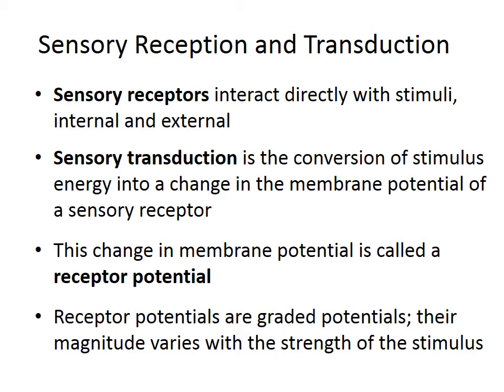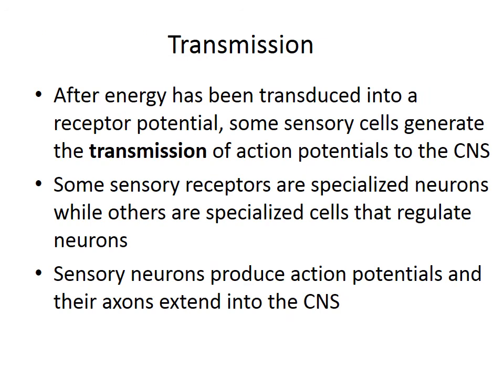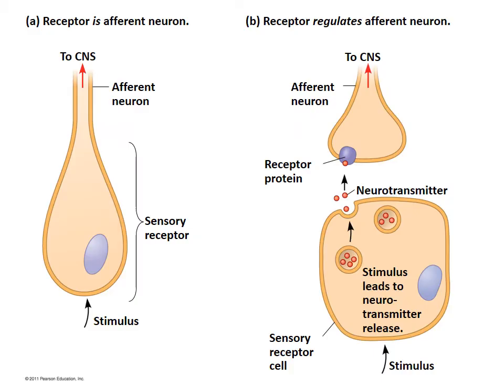This change in the membrane potential is called a receptor potential. Receptor potentials are graded potentials. So it won't necessarily result in an all or none response, but they're graded. So their magnitude varies with the strength of the stimulus. After the energy has been transduced into a receptor potential, some sensory cells generate the transmission of action potentials to the central nervous system. Some sensory receptors are specialized neurons, while others are specialized cells that regulate neurons. Sensory neurons produce action potentials, and their axons extend into the central nervous system.